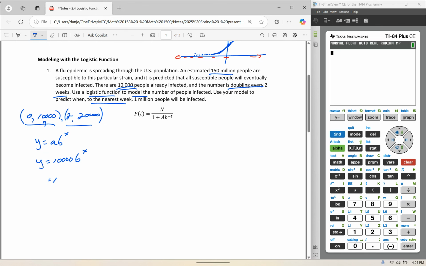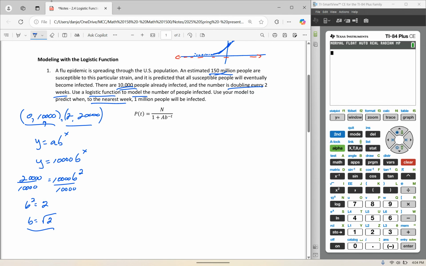Then when x is 2, we expect y to be 20,000. Divide both sides by the 10,000, and b squared equals 2, or b equals the square root of 2. That's what we would expect to happen. We would expect this to increase exponentially, but it actually isn't going to do exactly that.